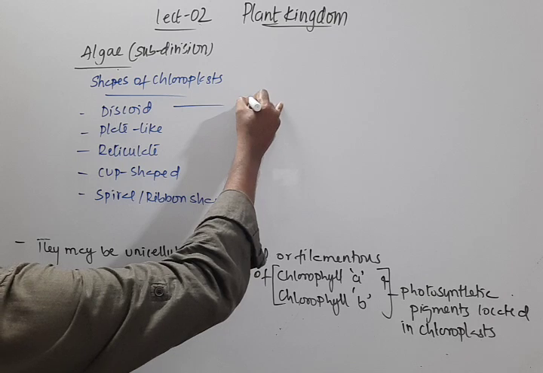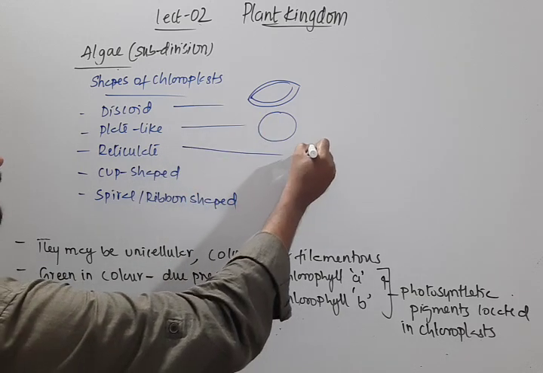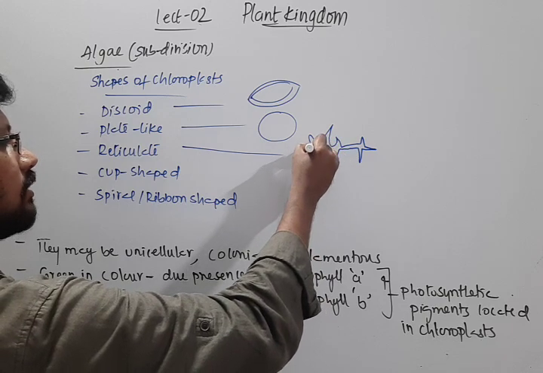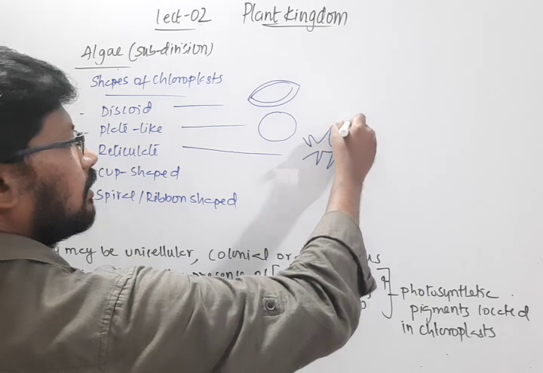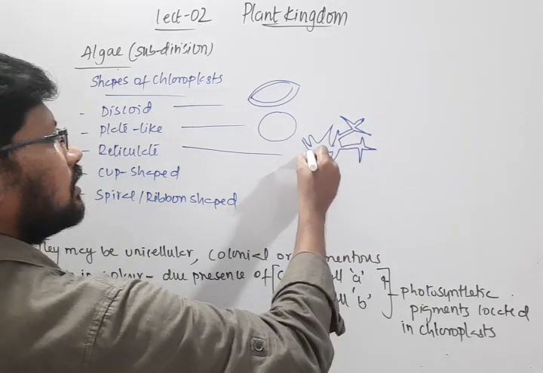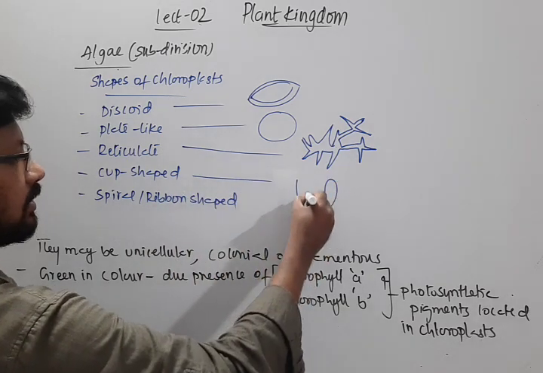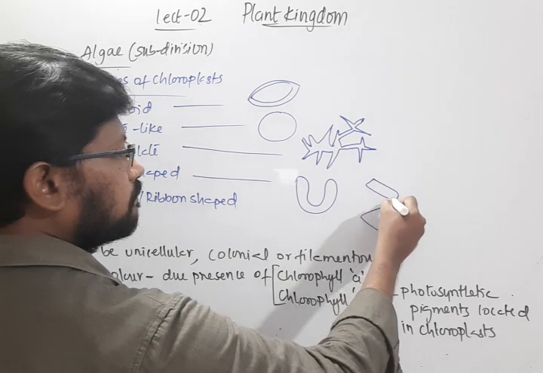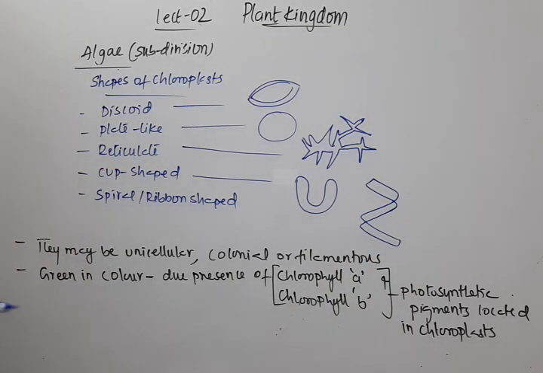So the discoid we can see something like this, and then the plate-like, and reticulate, which results in a network-like formation. Reticulate means a network, and we will see a lot of connections. So this is a reticulate chloroplast. Then the cup shape, we'll see something like this. This is a cup shaped chloroplast, and spiral we will see in this way. That's a spiral or ribbon shaped chloroplast.